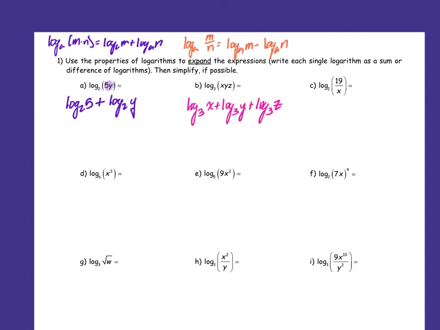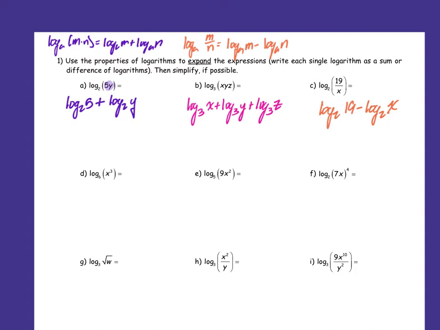So sorry. So I'm going to use the rule that says log base A of m over n equals log base A of m minus log base A of n. So I'm subtracting them on C. So I've got, let's see, log base 2 of 19 minus log base 2 of x. Okay? Too bad there's not one right next to it again, but there's not.